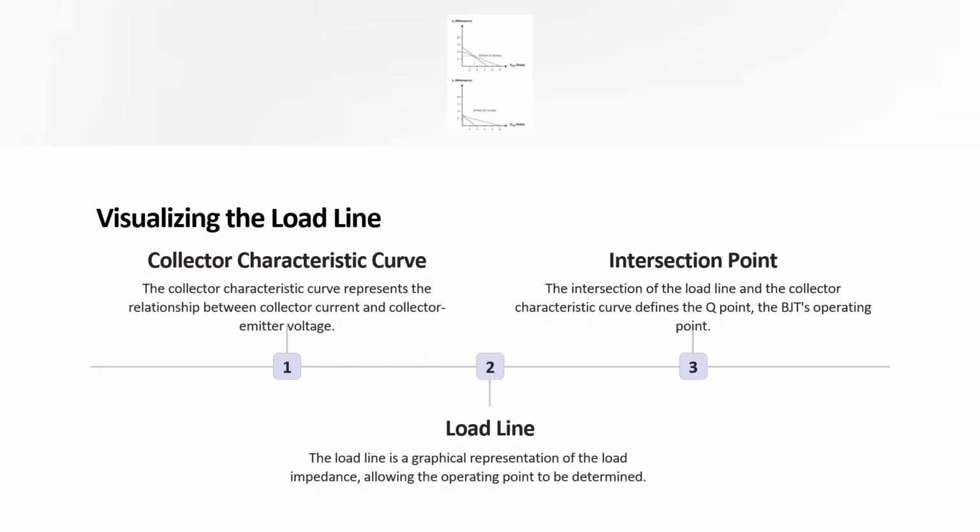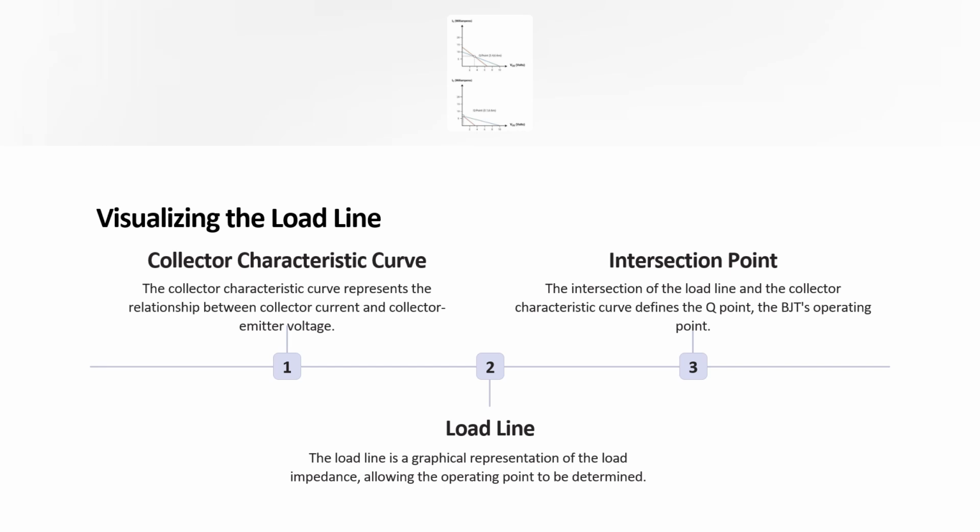There is a visualization of the load line and collector characteristic curve. The collector characteristic curve represents the relationship between collector current and collector emitter voltage. The intersection point: the intersection of the load line and the collector characteristic curve defines the Q point, the BJT's operating point. What is the load line? The load line is a graphical representation of the load impedance, allowing the operating point to be determined.